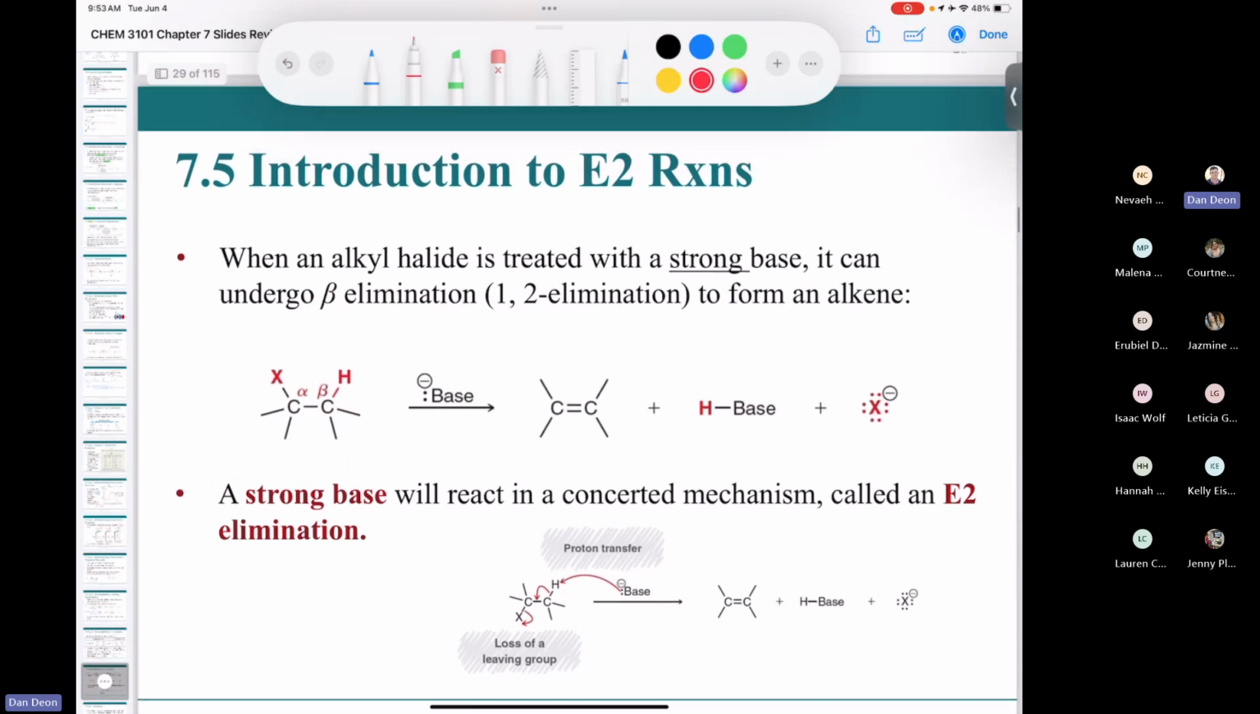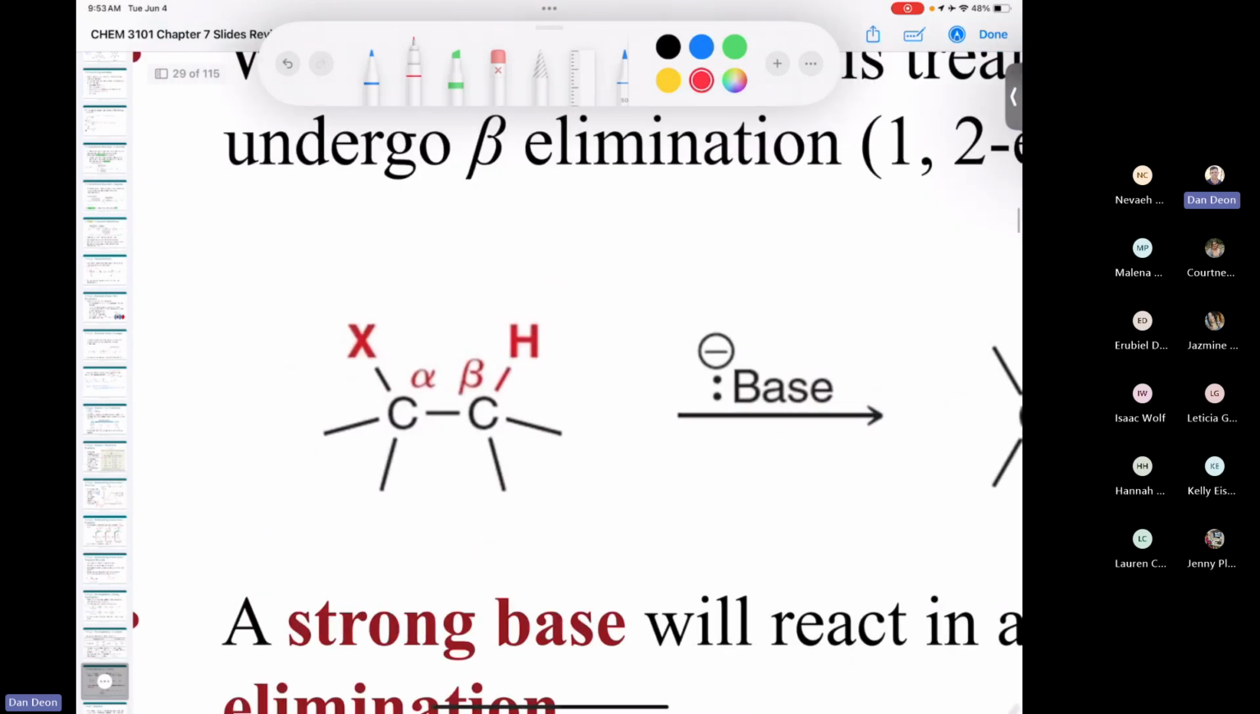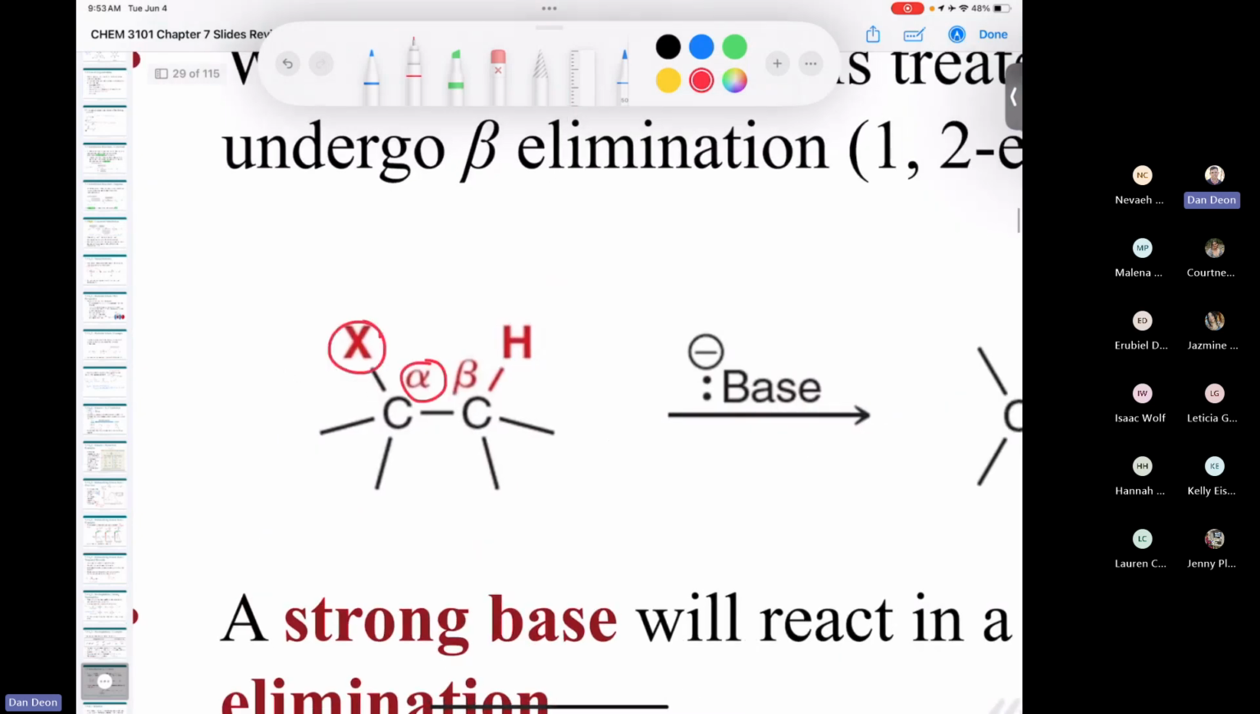Moving on to E2 reactions, when an alkyl halide is treated with a strong base, it can undergo a beta elimination, which we also call a 1,2 elimination. You know what an alpha carbon is: the one attached directly to the carbon with the halogen on it. Its next door neighbor is a beta carbon. So this is a beta, this is a beta, but for instructional purposes, they're just highlighting this one beta carbon here.